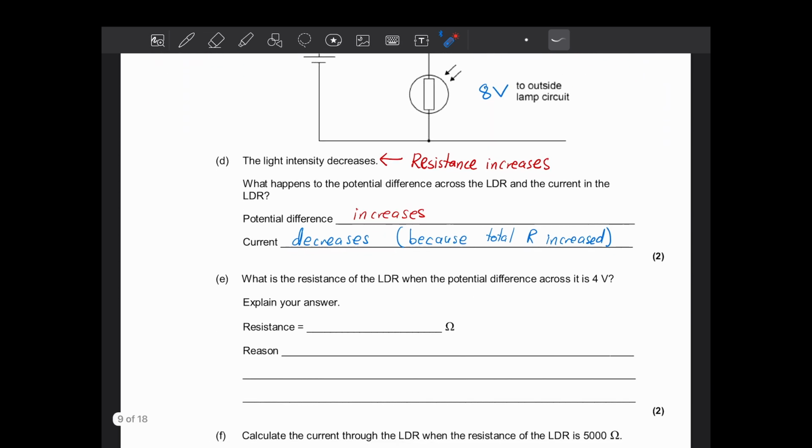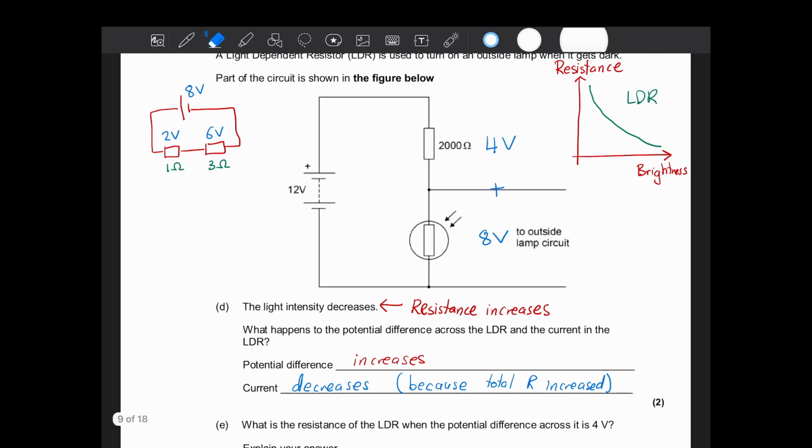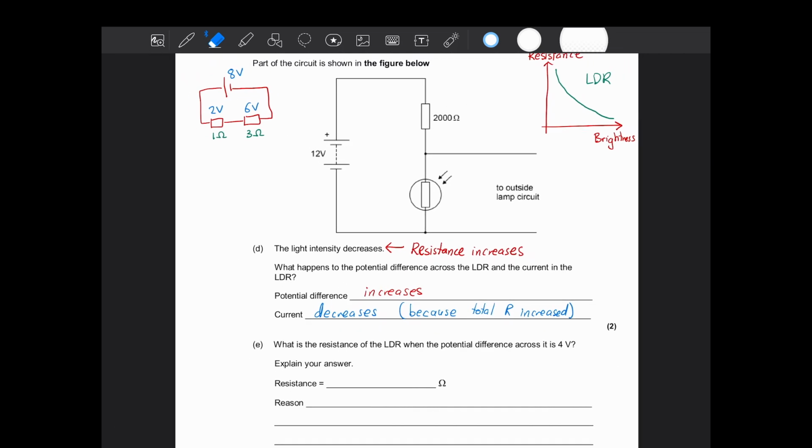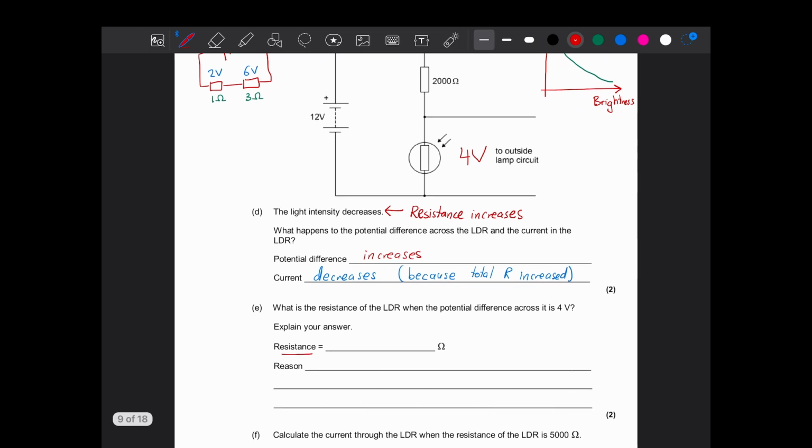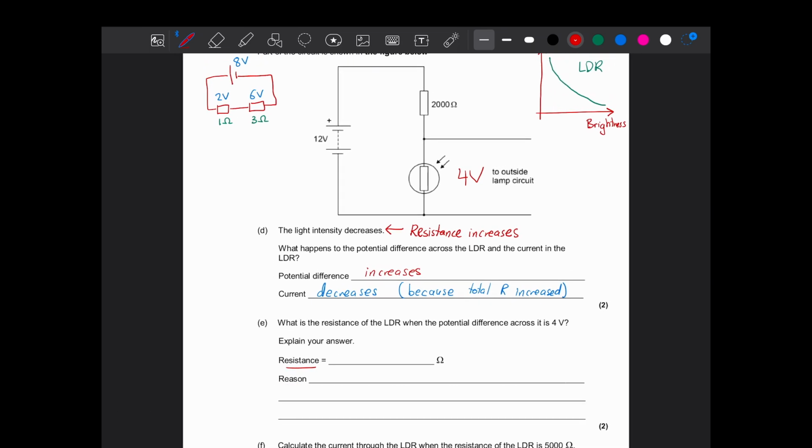Right, next question, much easier. What is the resistance of the LDR when the potential difference across it is 4 volts? So let me erase my initial numbers because that might be a bit confusing. We've been told potential difference across the LDR is 4 volts. You need to give the value of resistance and give a reason. I'll give you a second to work that out, so pause the video if you'd like to try it.